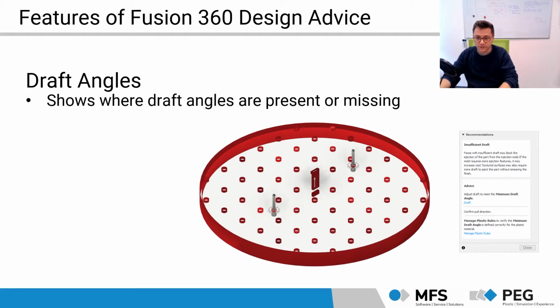And also here, the plastic part rules come into mind, because the draft angle is also something that can be adjusted to the plastic that you're using, a plastic type, material type.